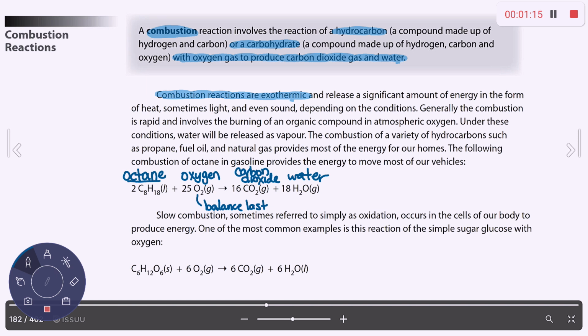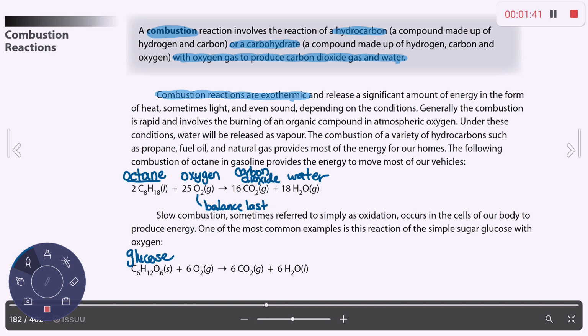Another example of a combustion reaction, which you're probably relatively familiar with because you talked about it in biology, would be slow combustion or oxidation that happens in your body to produce energy. So here we've actually got glucose reacting with oxygen to produce carbon dioxide and water. Glucose is a carbohydrate, because it's made of carbon, hydrogen, and oxygen.